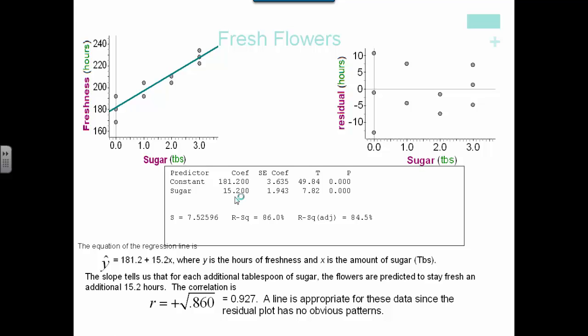The slope tells us that for each additional tablespoon of sugar, the flours are predicted to stay fresh an additional 15.2 hours. The correlation would be the square root of the 0.860. Notice that this is the r squared, so to get r we have to take the square root. Notice also this is in a percentage. We want to change it to a decimal.